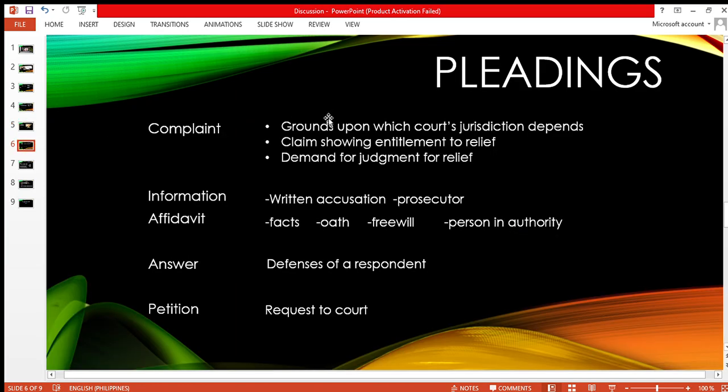Now, let's go to pleadings. So the next basic type of legal document is what we call pleadings. Pleadings, as I have said a while ago, talks about complaint, information, affidavit, answer, reply. Okay, so a complaint is also a written instrument, which we call a written document, which states the grounds upon which the court's jurisdiction depends.